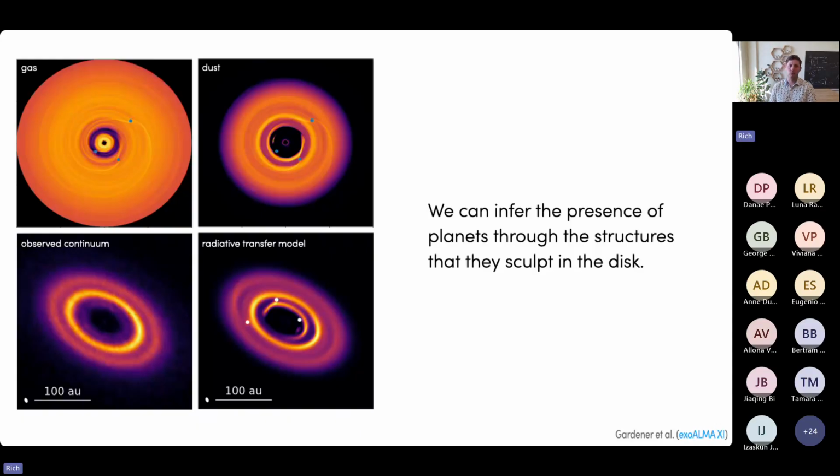And basically, we need relatively low mass planets in order to create the structures that we see, but not have them be too large that we would detect any azimuthal variations in the dust, as you can see over here in the lower right panel.